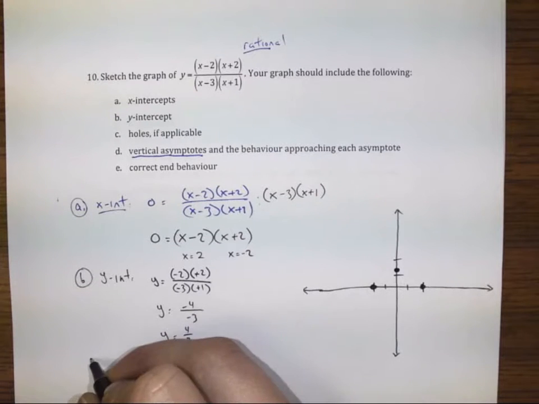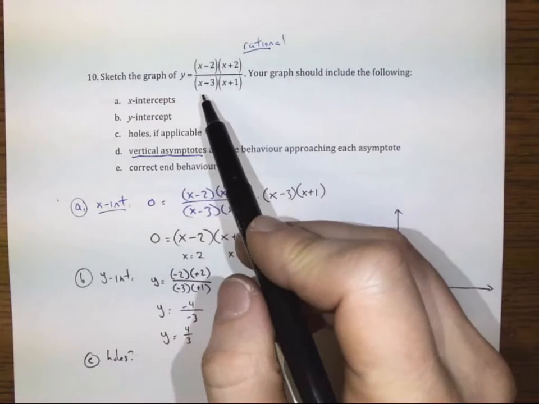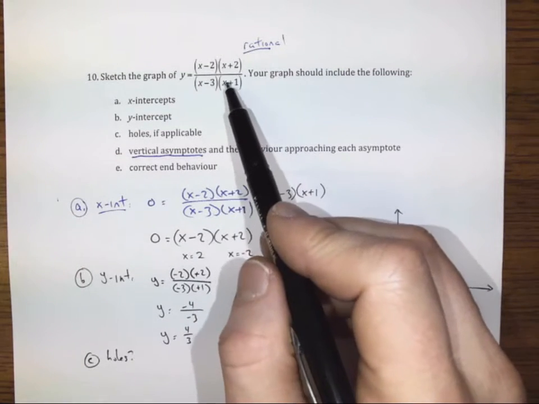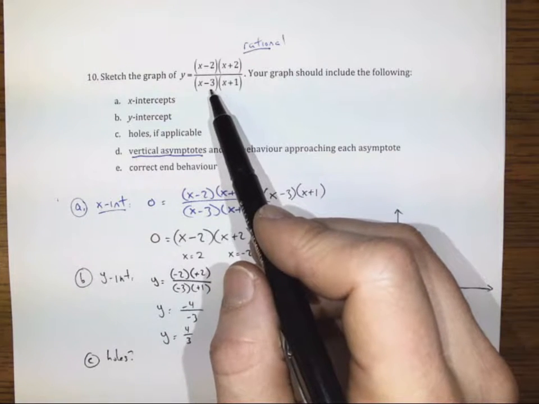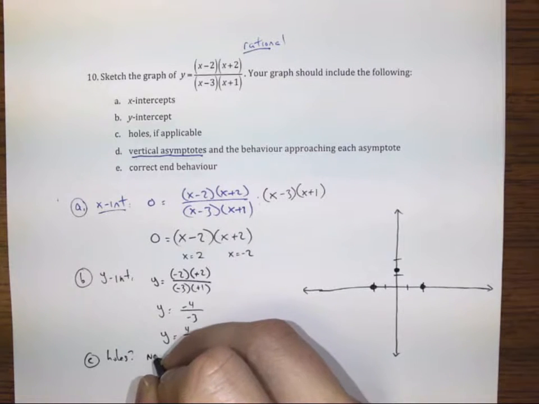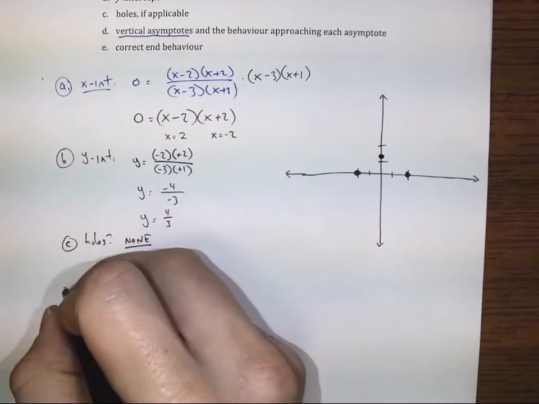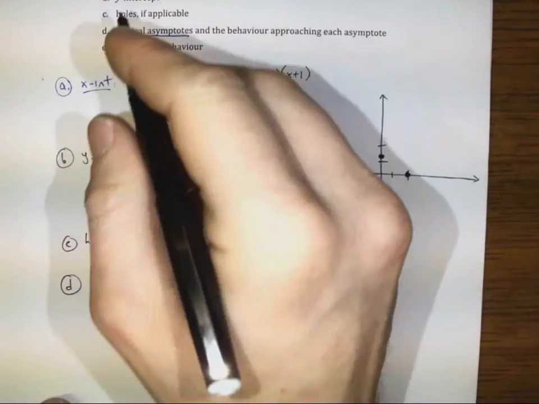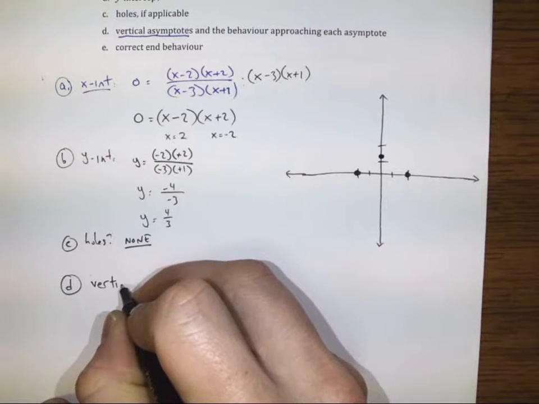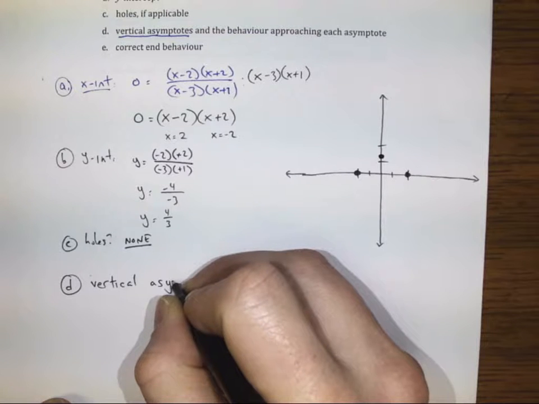All right. So next, we're going to check to see if there are any holes. And to remind you, we can see if there are holes if there is a factor on the bottom that is the same as a factor on the top. And we're going to see in question 11, we're going to see some holes. But there are none in this case. So we have to skip on to part D. Now part D, this is really what defines our function here. We're going to try and find any vertical asymptotes. I almost forgot how to spell vertical for a second there.